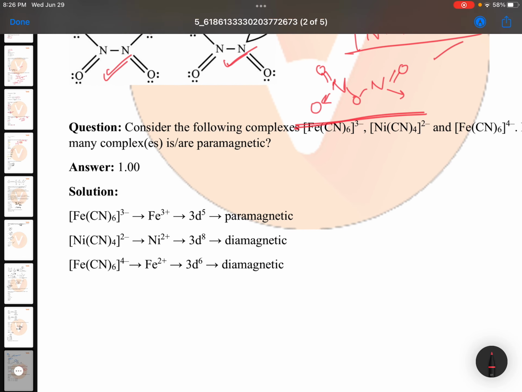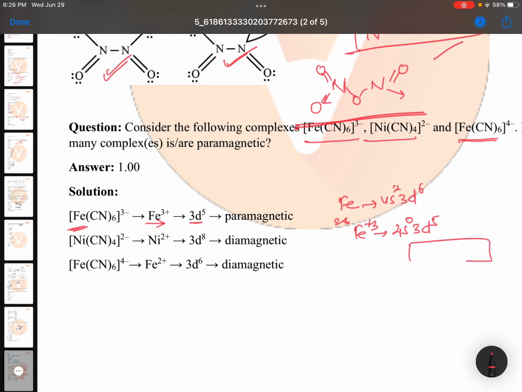Consider the following complexes: Fe(CN)6 3-, Ni(CN)4 2-, Fe(CN)6 4-. Here you can see Fe in +3 oxidation state. Iron is 26, 4s2 3d6, which will become iron +3 with 4s0 3d5. With 3d5, whether the ligand is strong or weak, definitely at least one unpaired electron will be there. So this is 100% paramagnetic.